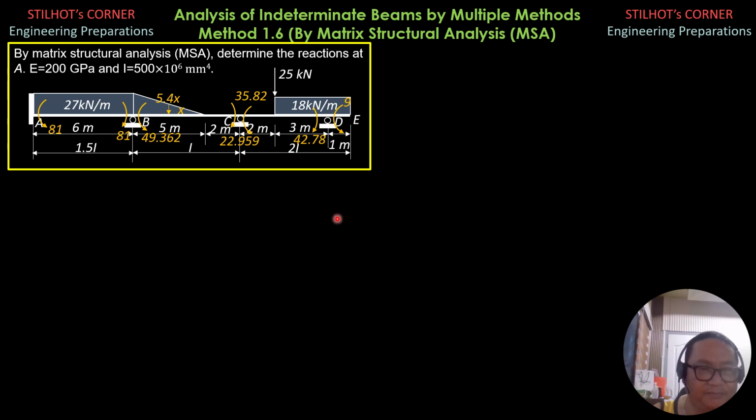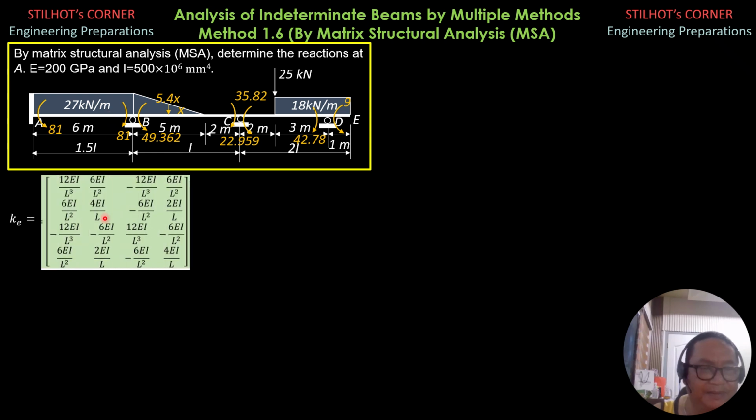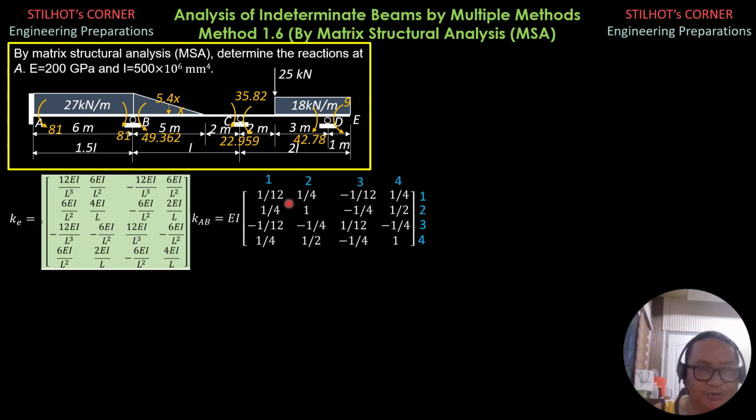So remember the stiffness of the segment of the beam, or element, given by this. So you have to check that the stiffness of element AB, KAB, would be, for instance, 12 times 1.5 divided by 6 cubed, and that would be 1 over 12. So here it's 6 times 1.5 over 6 squared, so 1/4. Then I want you to verify the rest of these stiffnesses.